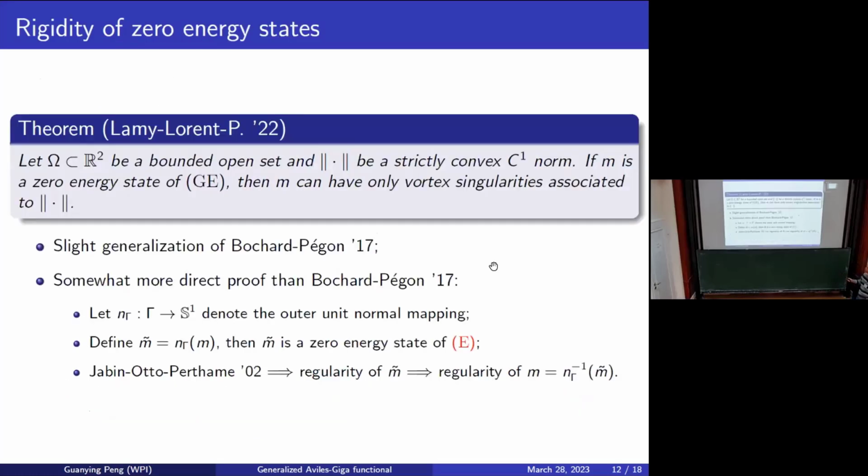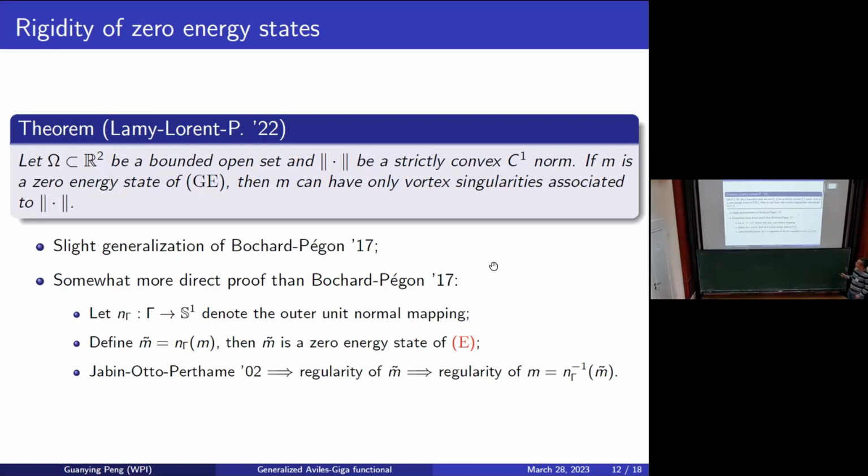In our result, we obtained a slight generalization of this Bochard-Pegon result. This is what we show. We take a bounded open set in R2, and we have a strictly convex C1 norm. Then the zero energy states of the generalized Eikonal equation associated with this norm must have only vortex singularities associated to this norm, and further away from the vortex singularities, M must be continuous. This is a slight generalization in the sense that we are assuming a little bit less: we just require the norm to be strictly convex instead of the additional power type P assumption. Moreover, we offer a somewhat more direct proof for this regularity result.